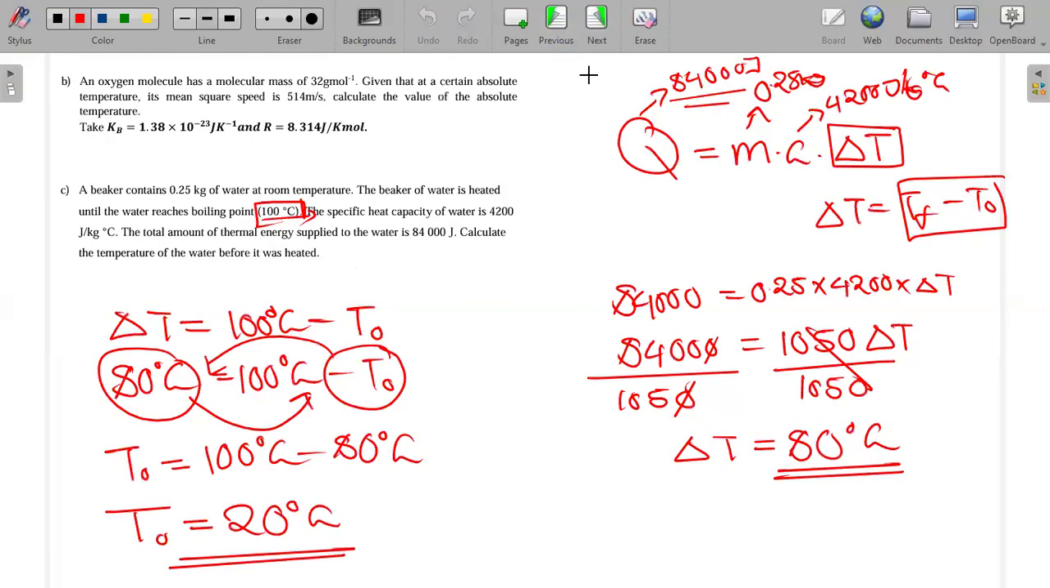So that is the end of question 1, or section B, question 1. We finished off with the specific heat capacity of this particular substance, and we calculated the initial temperature. Just follow those few steps in order for you to be able to calculate the initial temperature.